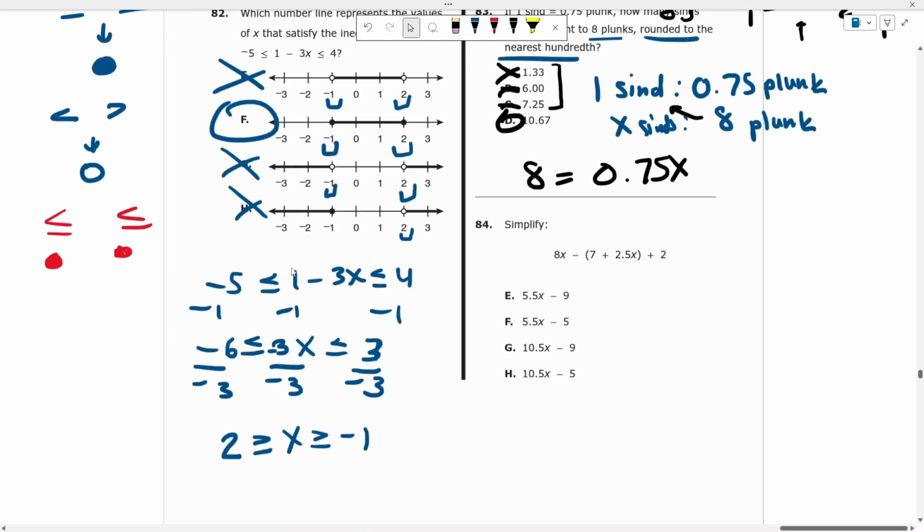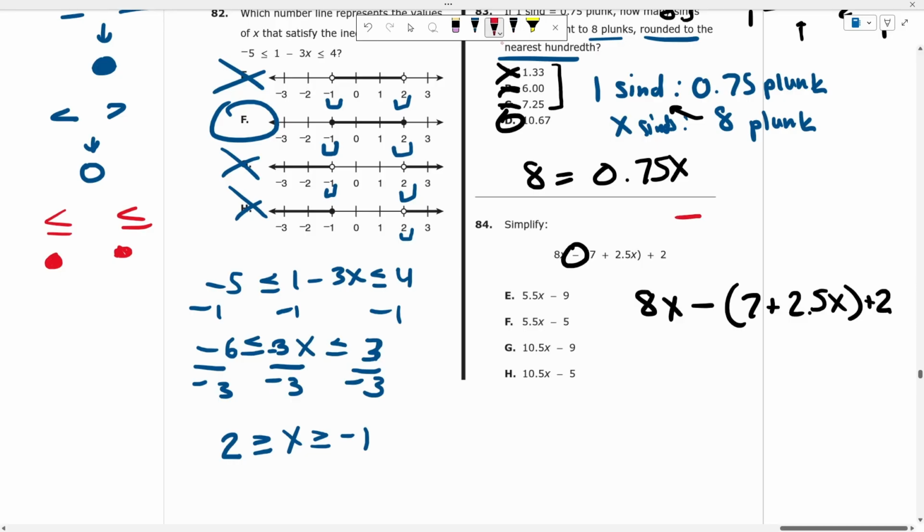Number 84 asks us to simplify 8x minus (7 plus 2.5x) plus 2. The trick here that a lot of students are going to fall for is they're going to forget to distribute. You may be asking me, well, what do you have to distribute? You have to distribute this 1 or this negative 1.